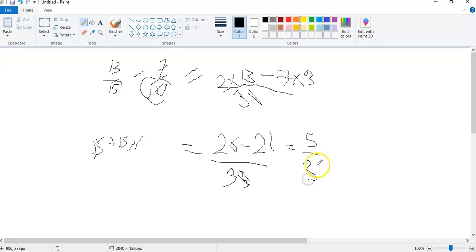Now 5 can go into 30. So 5 goes into 5 once, and it goes into 30 six times. So our simplified version is going to be 1 over 6. This is a fraction, and we have to express it as a percentage. Like I told you, to express a fraction as a percentage, we multiply it by 100. So we have 100 divided by 6.